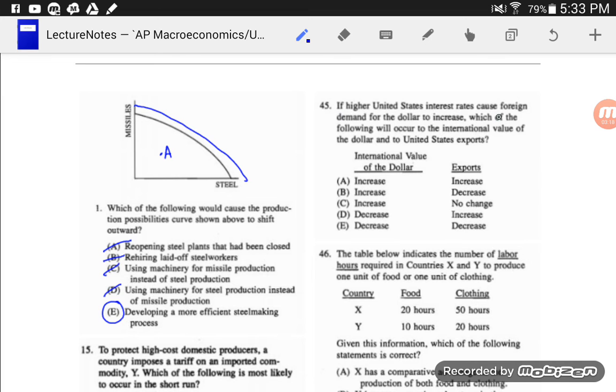All right, if United States interest rates cause foreign demand for the dollar to increase, which of the following will occur to the international value of the dollar and to United States exports? Let's start with the first part there. If more people demand the dollar, well, that's going to increase the value of the dollar. So let's get rid of those two. And if we have an increased value of the dollar, well, that's great for people in the U.S. who have U.S. dollars to buy stuff. But if you are selling your stuff and hoping to get paid in U.S. dollars, like U.S. exporters are, then that expensive dollar makes it harder for you to sell it, and so we're actually going to see a decrease in exports.